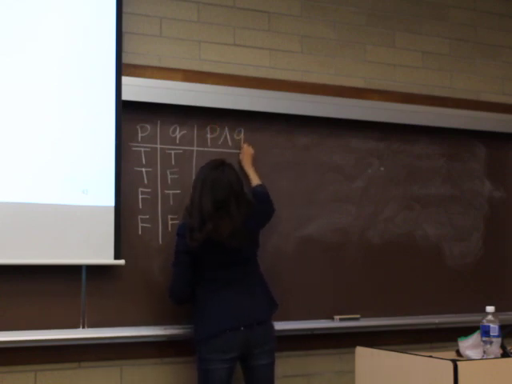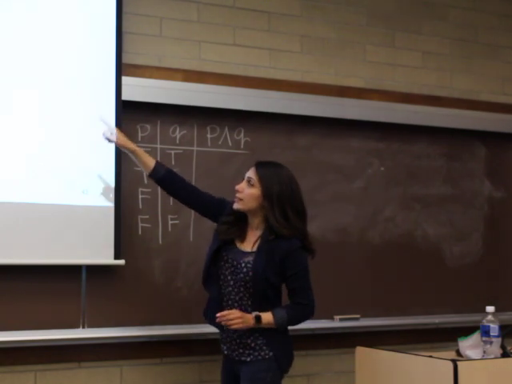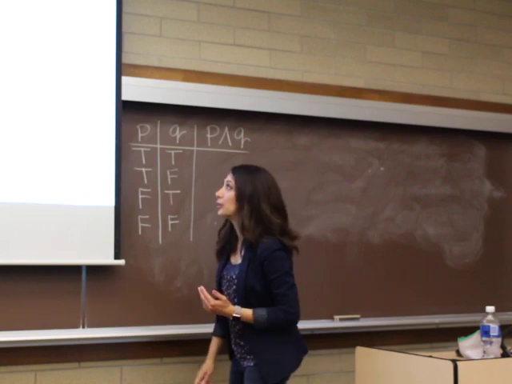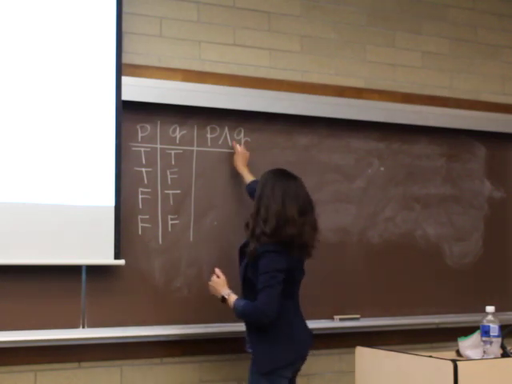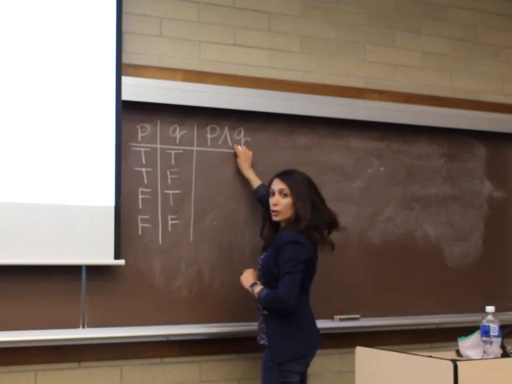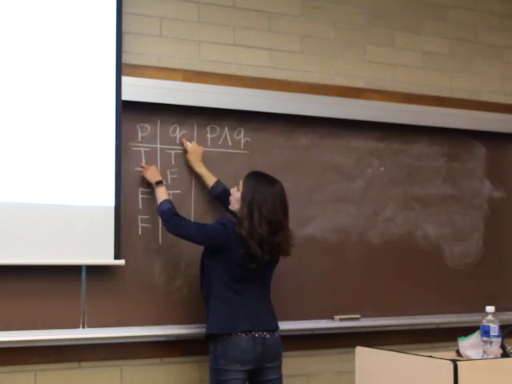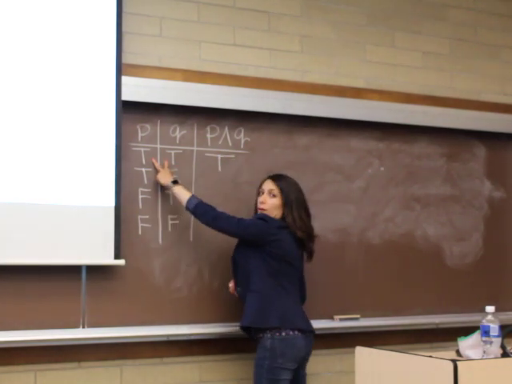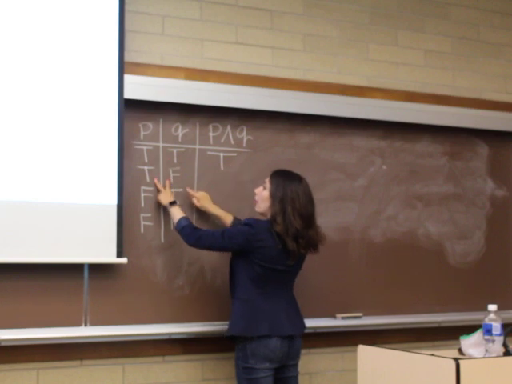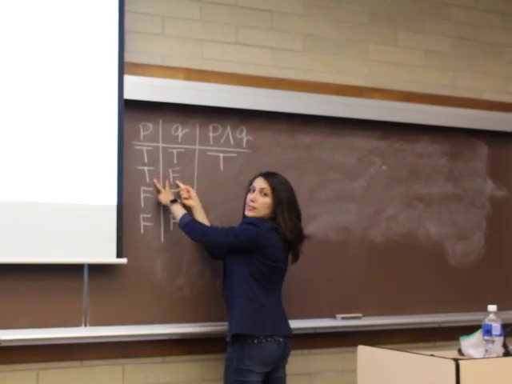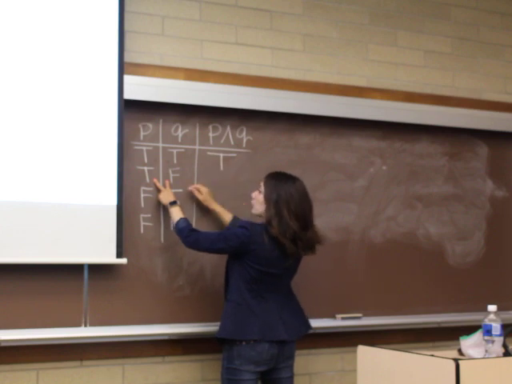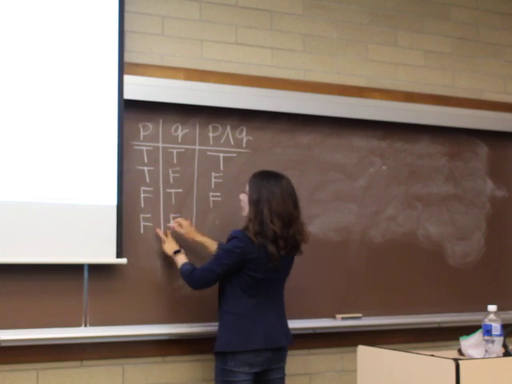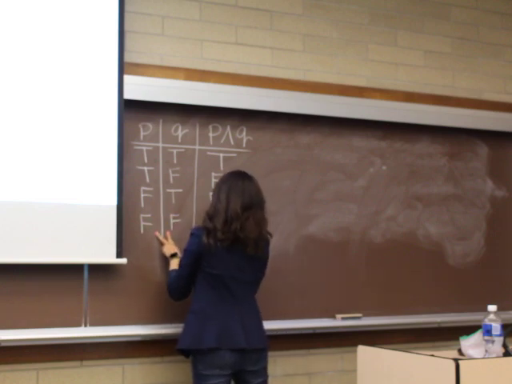P and Q. The statement P and Q is true if both P and Q are true. Otherwise, P and Q is false. So this is true when both P and Q are true. So look at here. P is true, Q is true. Both are true. So what do I have then? True. Both must be true to have a true value. Otherwise, it's false. Okay, one is false. We must have both true to have true. One is false, so I get false. One is false, I get false. Both are false, so I get false.